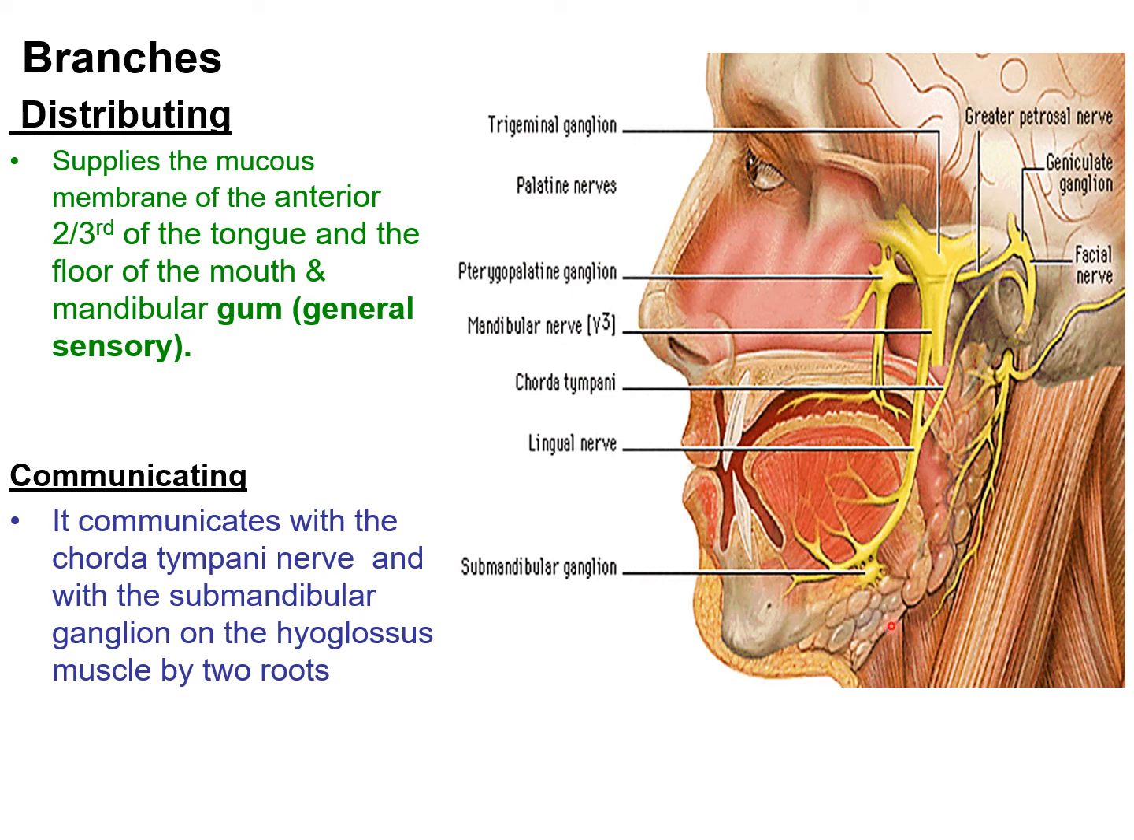Through these communications, the lingual nerve conveys secretomotor fibers to the submandibular as well as sublingual glands. That is, it gives off the preganglionic parasympathetic secretomotor fibers to the submandibular ganglion. The ganglion acts as a postganglionic cell station. Also, taste sensation from the anterior two-thirds of the tongue is carried by the lingual nerve, which is a special sense.